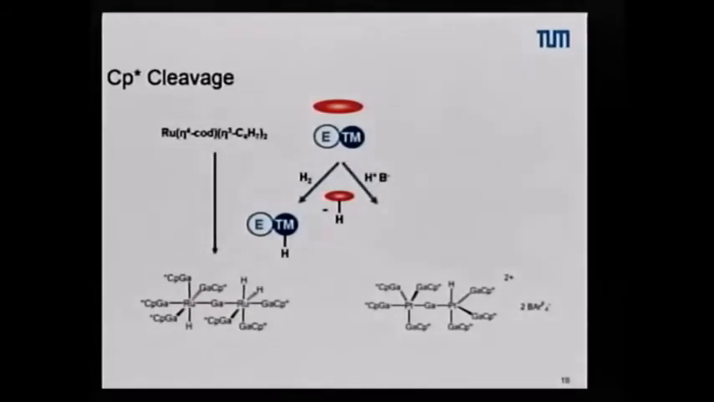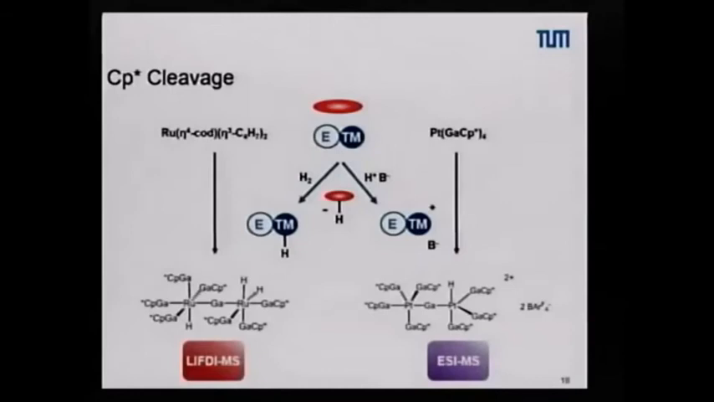And then we have the ionic case where you can add an acid, and then you can create something like this, which has a counter ion and is an ionic compound. So what is now the big difference? For the left one, we need LIFDI. For the right one, we need ESI-MS. ESI-MS is still a soft ionization method, but for our clusters, it's probably quite harsh.